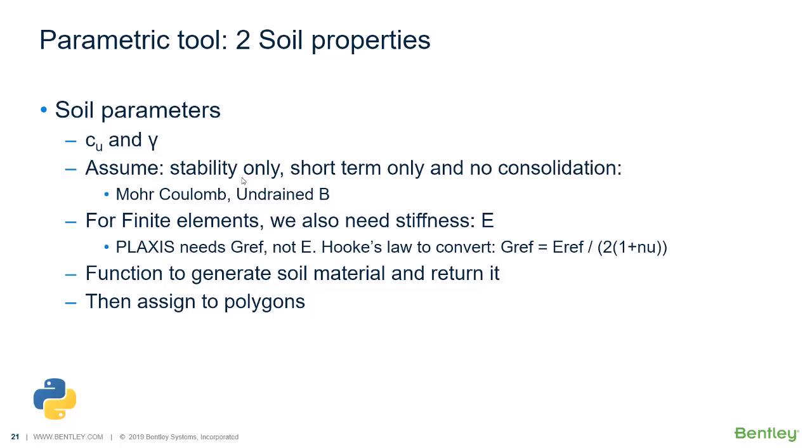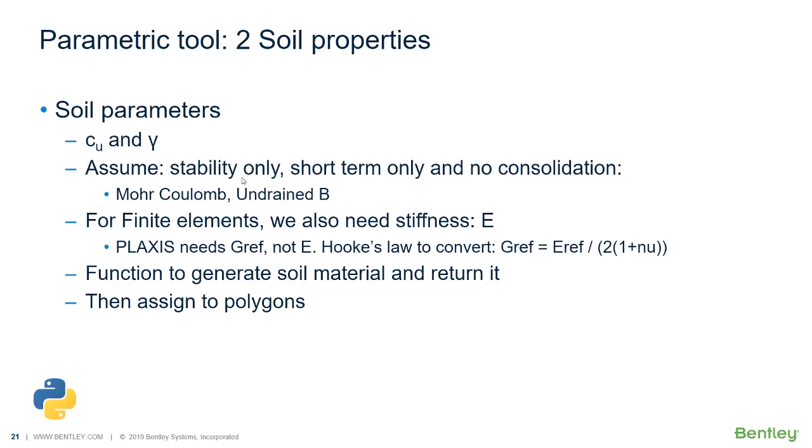If we have finite elements, we also need stiffness, which is usually our Young's modulus. The only thing is that the Plaxis command line needs the shear modulus, and this is a consequence of the internal data structure sent to the calculation kernel being based on the shear modulus and Poisson's ratio, and not on the Young's modulus. So if we want to use Python scripting, we also have to tap into that requirement. But fortunately, with Hooke's law, we can quickly convert our Young's modulus to a shear modulus.